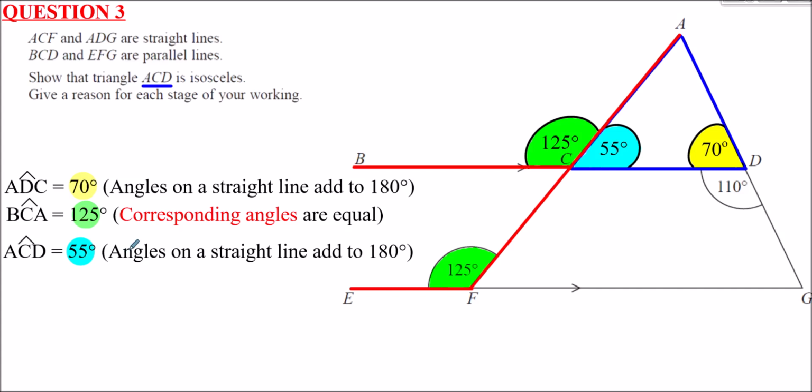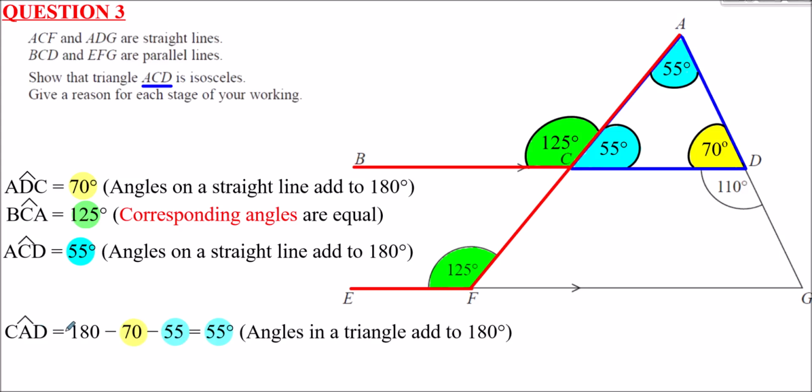Finally, we should know that the angles in a triangle add up to 180 degrees as well. We know these two here, so we can work out this missing one by adding these two together and taking the result away from 180. 55 plus 70 is 125. 180 take away 125 is again 55 degrees. So then we can say CAD is 55 degrees with reason, and then also angles in a triangle, getting every single reason you can in, because that adds up to 180 degrees.